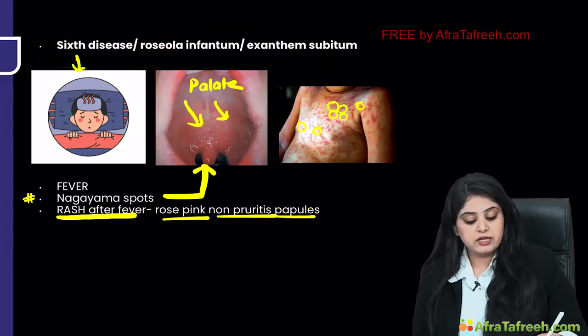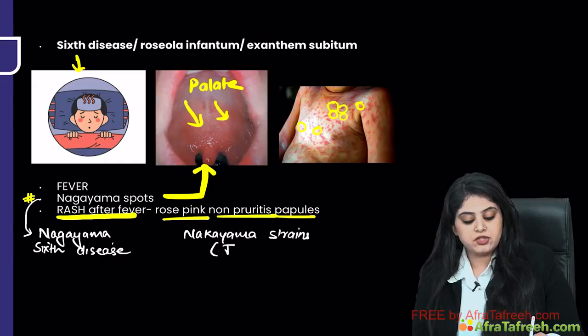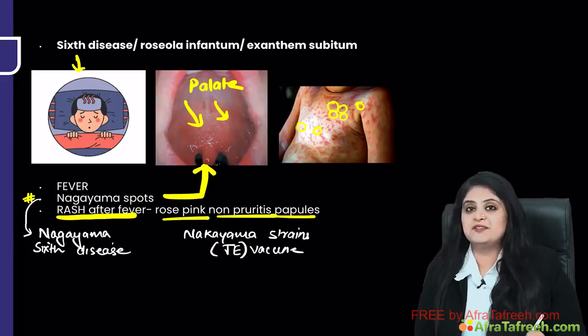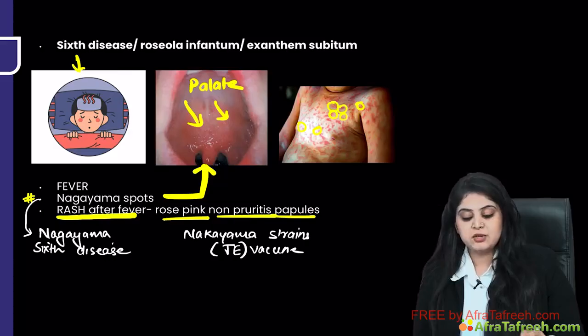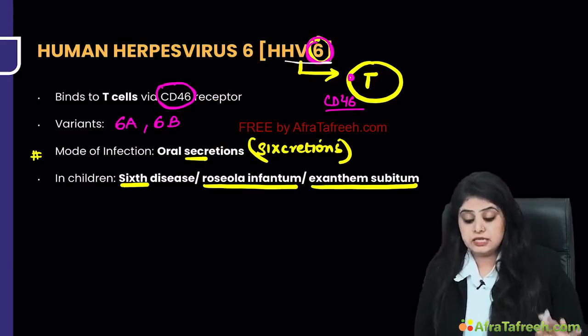I hope you're not getting confused. There is something called Nagayama, which I am seeing over here in the sixth disease. And very shortly in the RNA viruses, I will teach you something called Nakayama strain. Nakayama strain is something that we use in the vaccine of Japanese encephalitis. So that is totally different. Don't get confused between them. Okay, that is about human herpes virus 6. 7 also tends to show very similar features, so I won't be teaching you anything in detail.